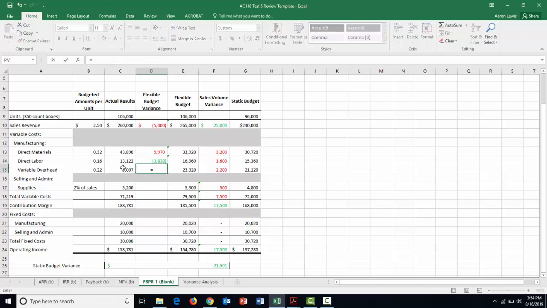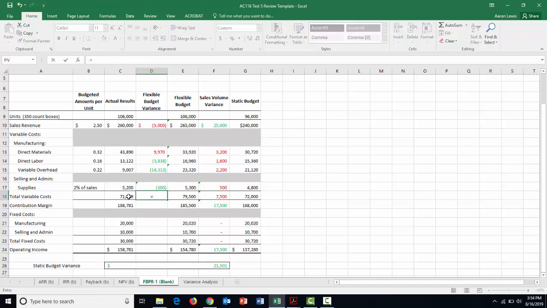Variable overhead, same thing. Our actual results minus our flex budget amount shows us that we had a $14,313 variance, flex budget variance, in variable overhead. And since it's so much less, it is favorable. So let's make that green. Supplies. We actually spent $5,200. Our flex budget says we should have spent $5,300, which means we spent $100 less than we should have. So that becomes favorable. We're going to make that green.